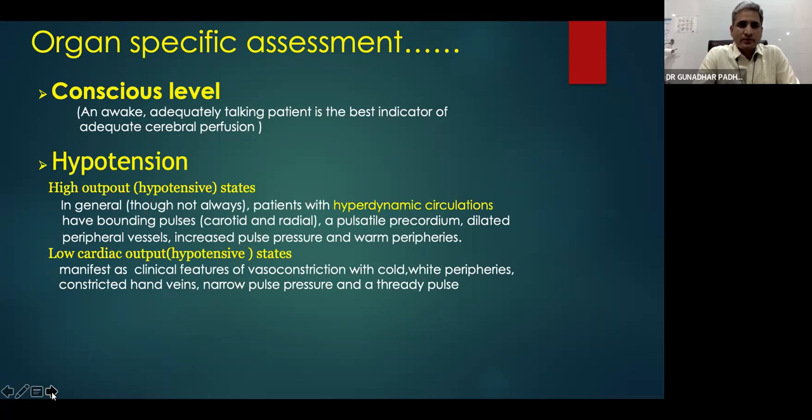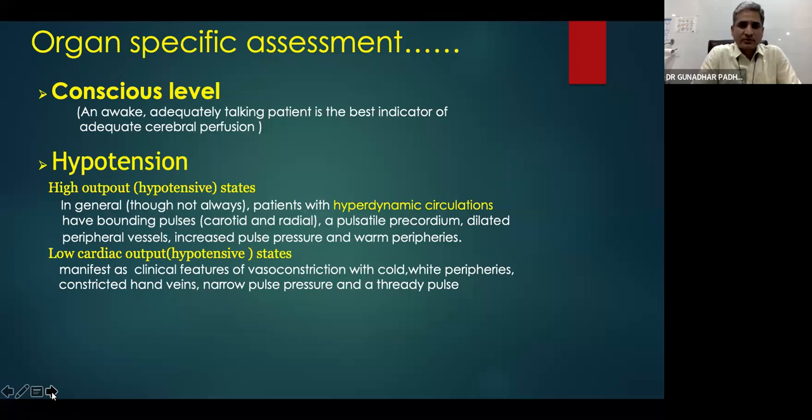So there are two types of hypotension I can say. One is called the high output hypotensive state, and second is called the low output hypotensive state. So in high output hypotensive state, the patient is in the hyperdynamic circulation, having a bounding pulse, but he is hypotensive. He has a pulsatile precordium, dilated peripheral vessels, increased pulse pressure. The peripheries are warm, particularly seen in a case of septic shock.